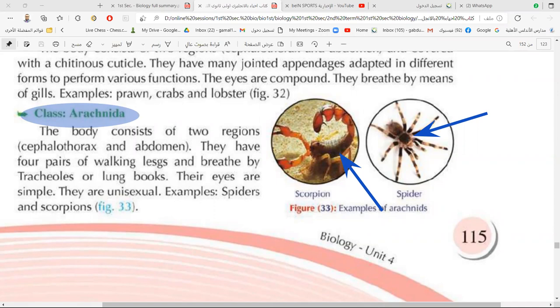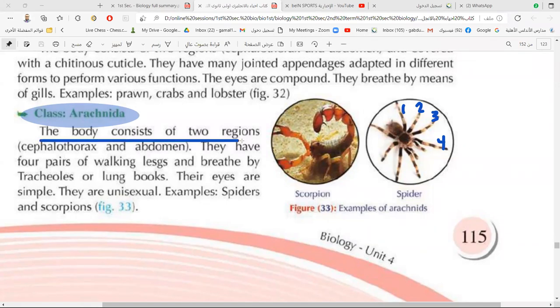أهم فارق, the most important difference between Arachnida and insects is the number of jointed legs. We have here how many jointed legs? One pair, two pairs, three pairs, four pairs. We have in Arachnida four pairs of jointed legs. This is the difference between Arachnida and insects. Insects have three pairs only of jointed legs.